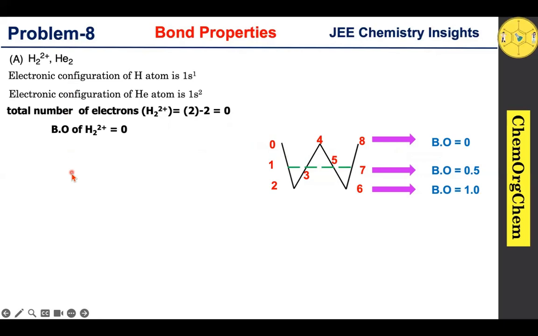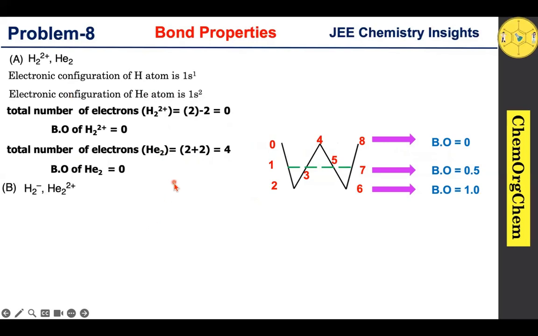Next, moving on to He2. The total number of electrons in He2: here there are two helium atoms, and one helium atom has 2 electrons. So 2 plus 2 equals 4 electrons. 4 is here. The bond order of He2 is 0.